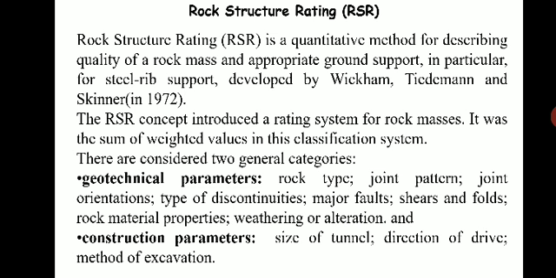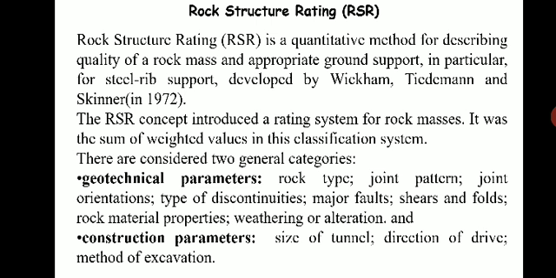The RSR concept introduced a rating system for the rock masses, and it was the sum of weighted values in the classification system. They considered two general categories for describing the RSR, that is rock structure rating. So the two categories are: geotechnical parameters are considered, and construction parameters are considered.